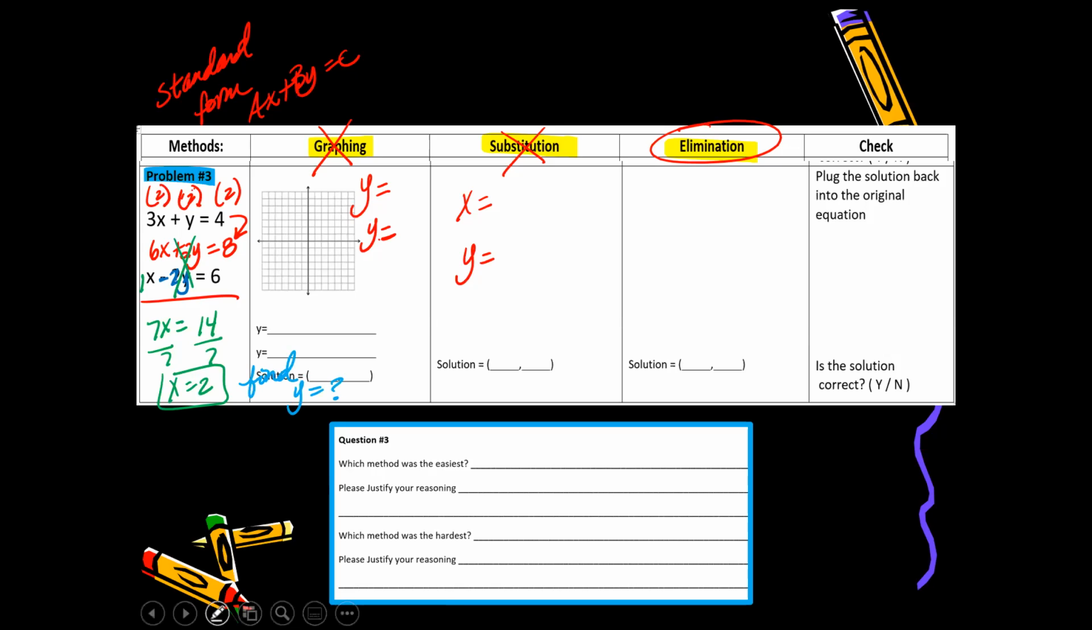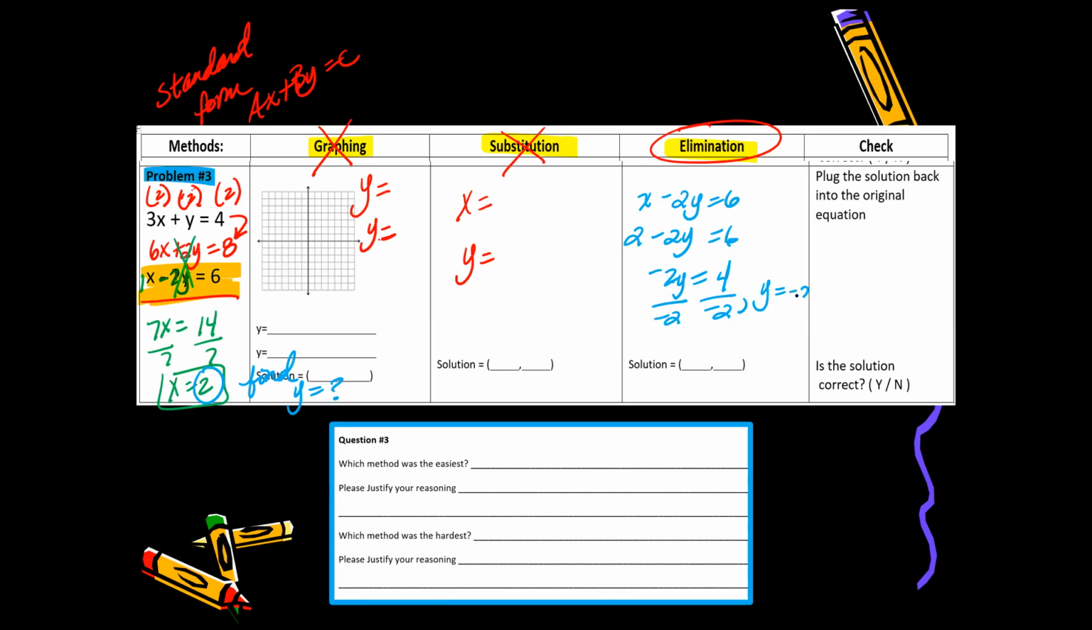Well, you can pick an equation as to which one you want to use. Let's go ahead and pick the second one because we always use the first one. So with the second equation, you have x minus 2y equals 6. Well, I know x is 2, so 2 minus 2y equals 6. Minus 2 on both sides, which is going to give you 6 minus 2, which is 4. And then when you divide by the negative 2 on both sides, y equals negative 2. So your solution is (2, negative 2).